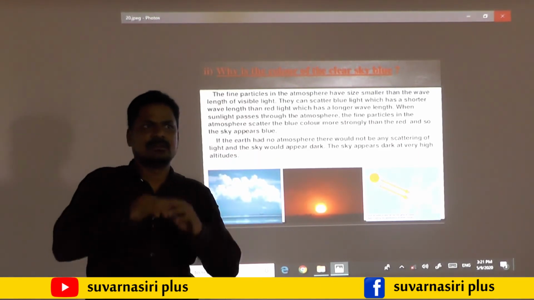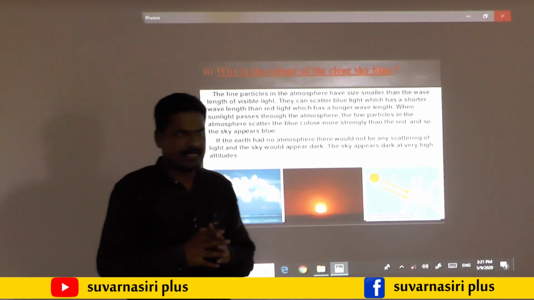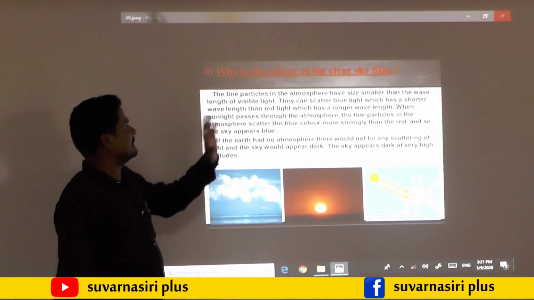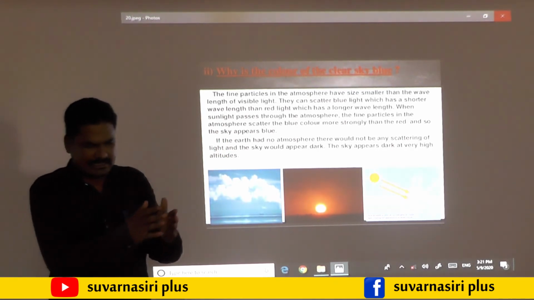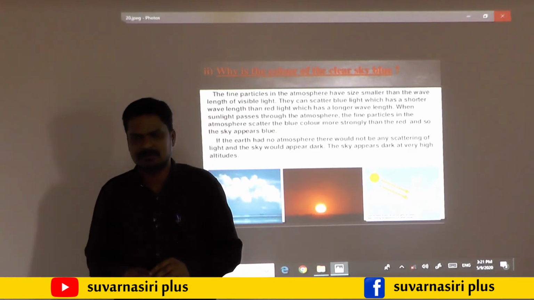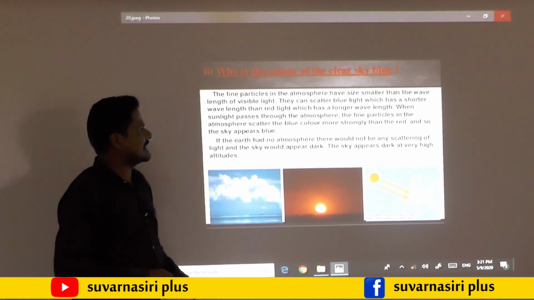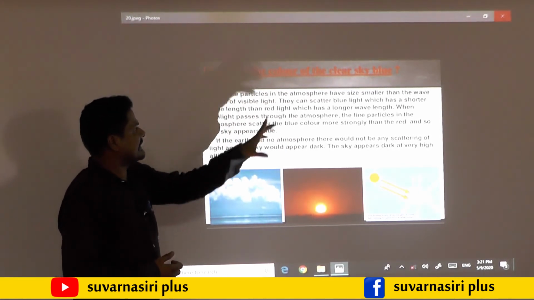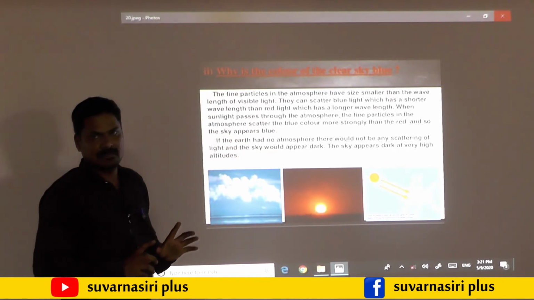And next, why is the color of the sky blue? We see different colors of the sky during a day. Sometimes we see a blue sky. What is actually happening here is that the fine particles in the atmosphere, as I already said, can scatter light, and they scatter mainly blue light. The fine particles of the atmosphere are smaller than the wavelength of visible light, so they can scatter blue light, which has a shorter wavelength than red.